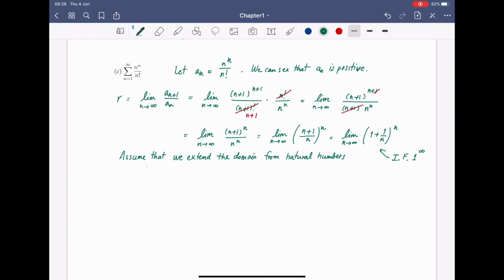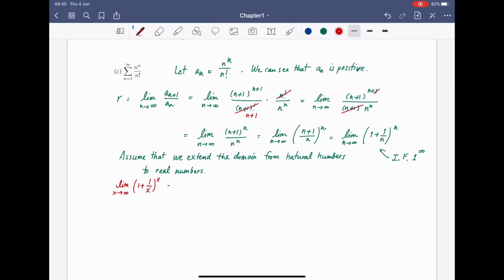To real numbers. The reason why I do this is because we just want to apply L'Hopital's rule, and L'Hopital's rule works with real numbers. So we're going to extend the domain from natural numbers to real numbers. And then after that, we need to compute the limit of (1 plus 1 over x) to the x power when x goes to infinity, right?